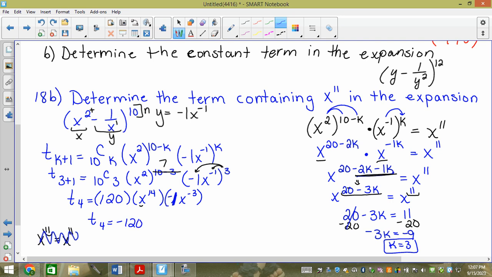And what happens when I multiply x to the 14 and x to the negative 3? Two bases, two exponents. What do I do with them if I have the same base? You add them. What's 14 minus 3? 11. We have the right term.